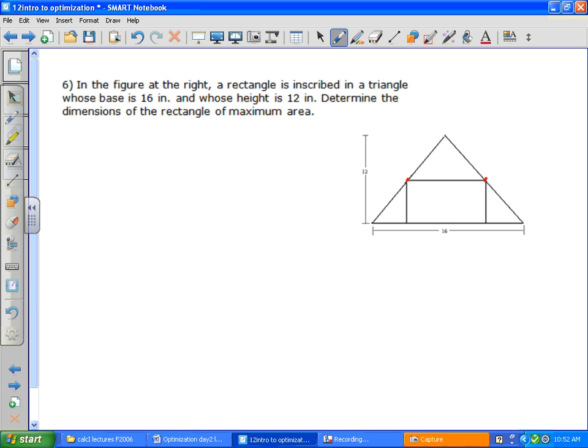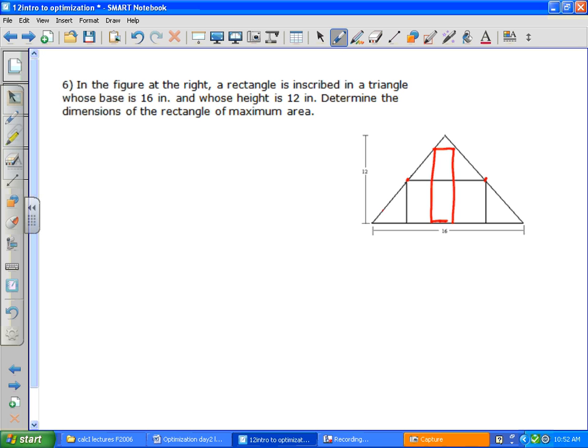The question is, what are the dimensions of the rectangle that will give you the maximum possible area? For example, you could have a rectangle like this, right? This rectangle satisfies the condition. The vertices are on the triangle. The base is shared by the rectangle and triangle. But chances are this is not going to be your best one, right? This is not going to be your largest one.